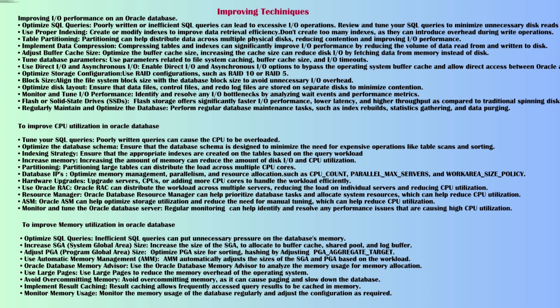Tune memory parameters. Properly configuring memory parameters can help reduce CPU usage. Adjust the SGA, System Global Area, and PGA, Program Global Area, sizes based on the database workload. Oversized memory areas can cause excessive CPU usage due to increased cache activity, while undersized areas may lead to excessive disk I/O and CPU contention.